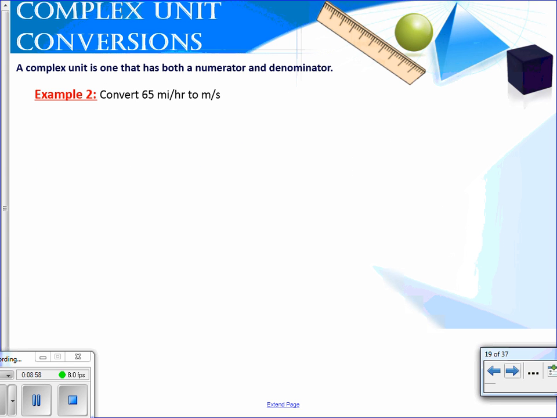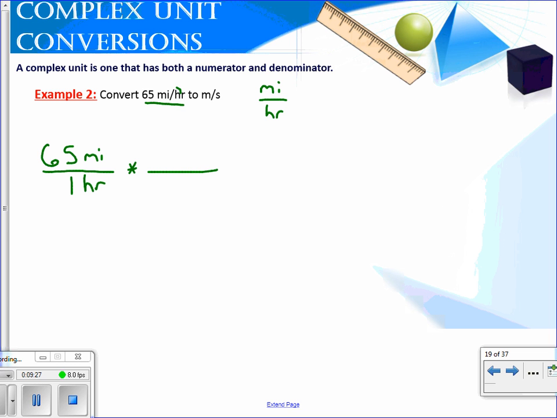A complex unit is one that has both a numerator and denominator. Okay, so we'll start with converting 65. The key here that students mess up on is they try to put that miles per hour all on top. You don't. That little slash is like writing it like this, and you need to do it like that. And when you put that hour there, remember it's not 0 hours, it's 1 hour. Okay, and I'll do this.